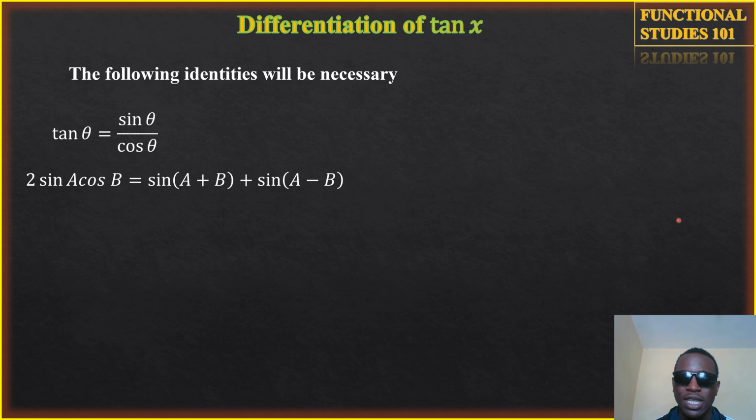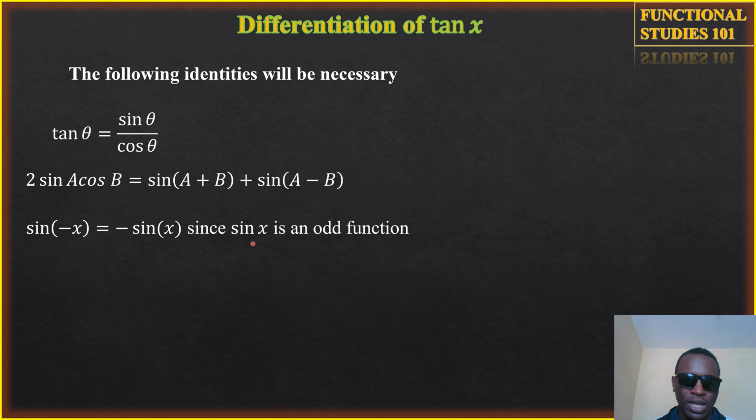The next identity that we are going to use is this one, the sine function being an odd function. It means that the sine of a negative angle will just be the negative sine of that angle. The negative sign will just come outside. Take note of these identities because you will make use of them.